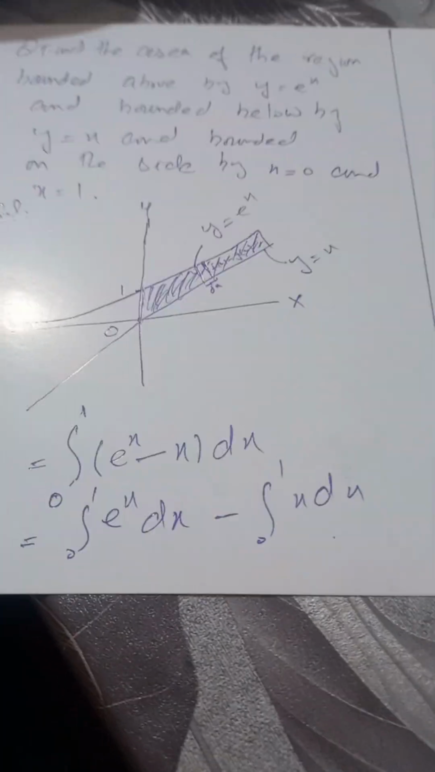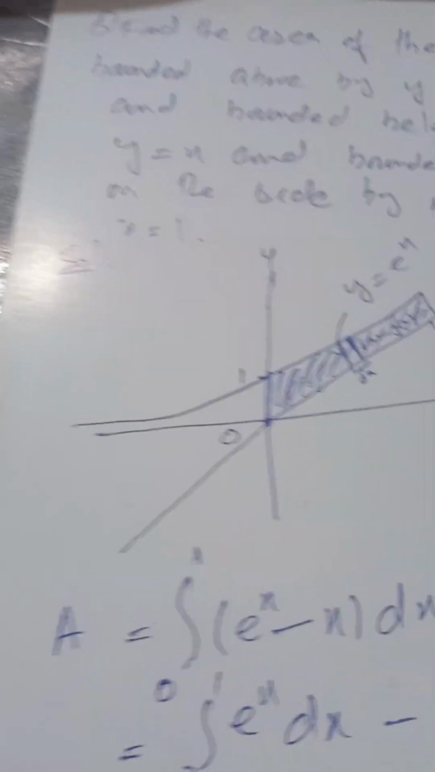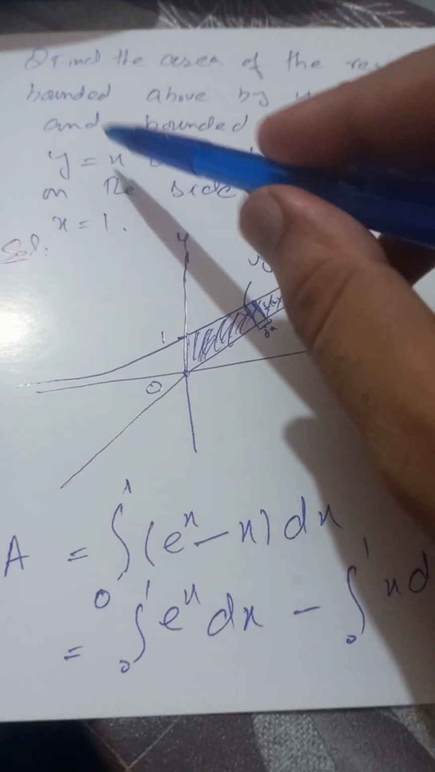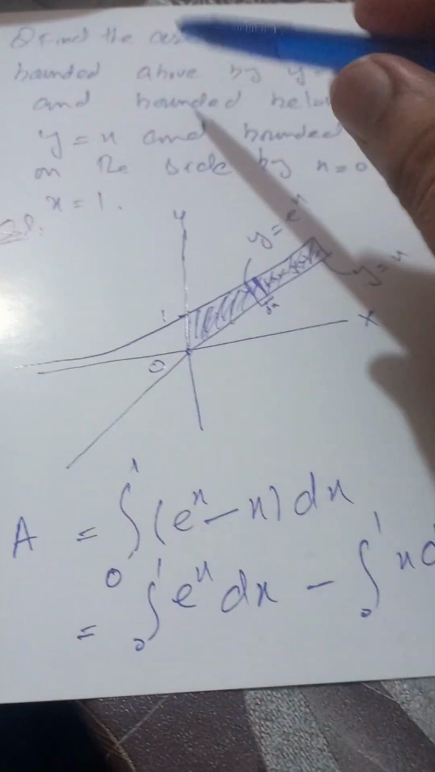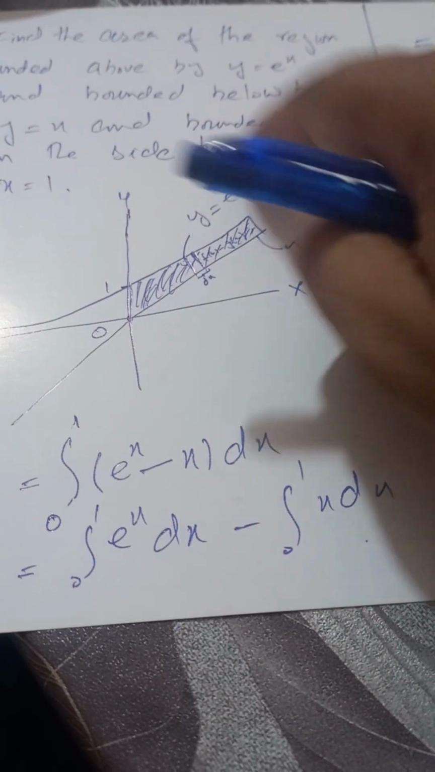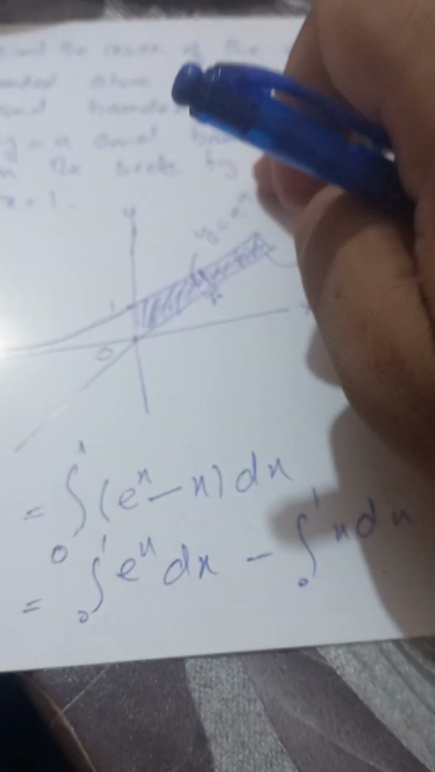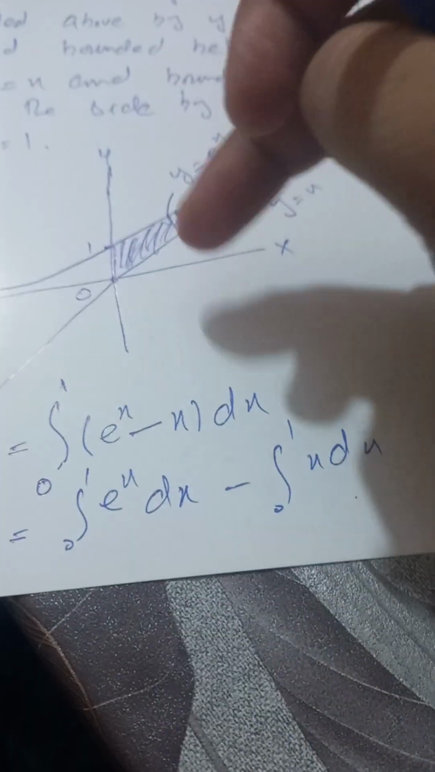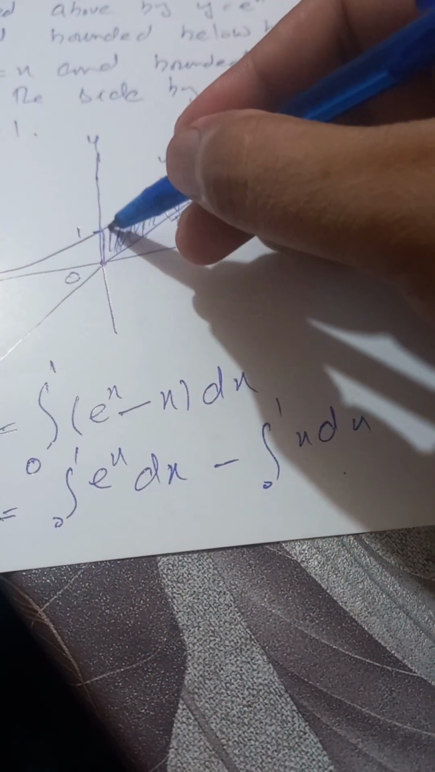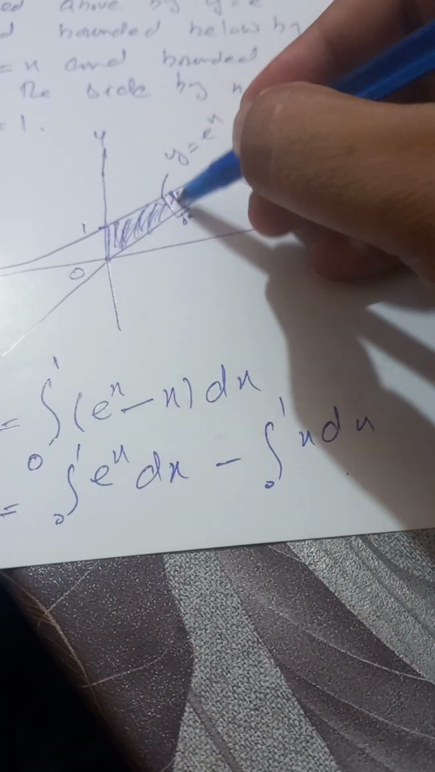We explain again. We have two curves: y is equal to e to the x, and the other curve is y is equal to x, and we want to find the area between these two curves, and these curves are bounded between two limit points, x is equal to 0 and x is equal to 1. First we draw a graph and see which area we want to find.